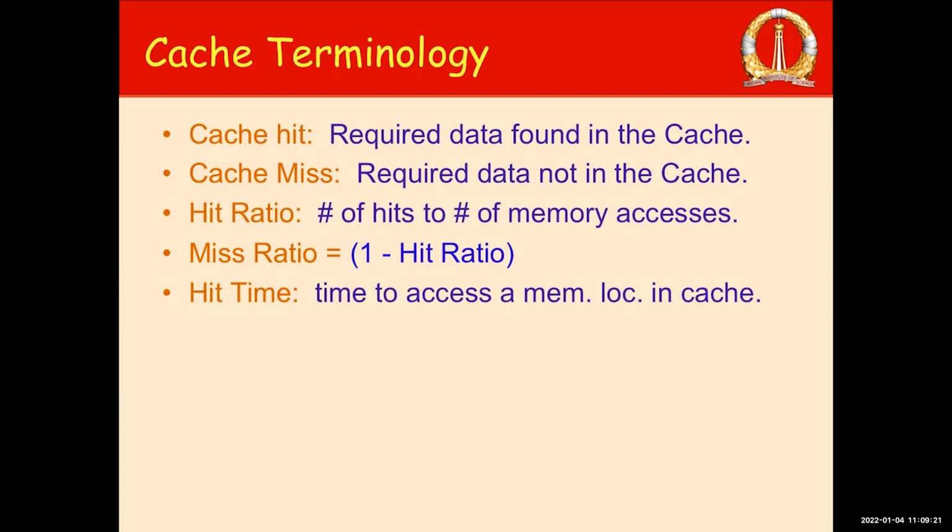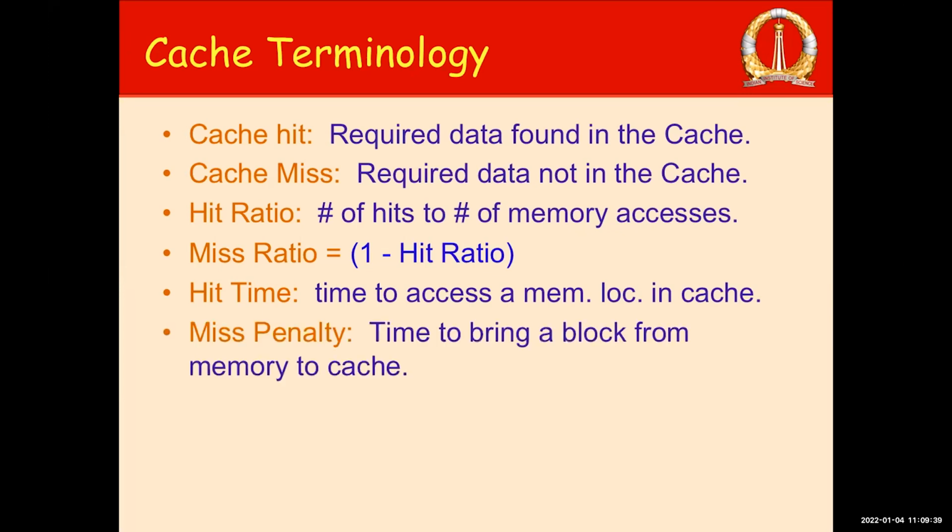Hit time refers to the time it takes to access the data if it is found in the cache, right? To access the data from the cache, whatever time it takes is the hit time. Typically, if the data is available in your L1 cache, then your hit time is 1 or 2 cycles, right? Miss penalty refers to the time it takes to bring the data from the next level in your storage.